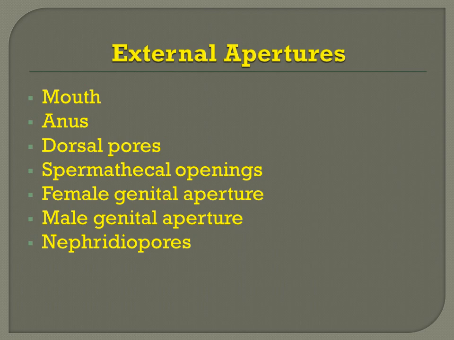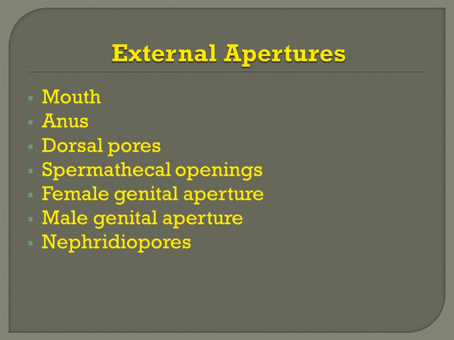The third one is the dorsal pores. The fourth one is the spermathecal openings. The fifth one is the female genital aperture. The sixth one is the male genital aperture. And the seventh one is the nephridiopores. So these are all the holes present on the body of this earthworm.